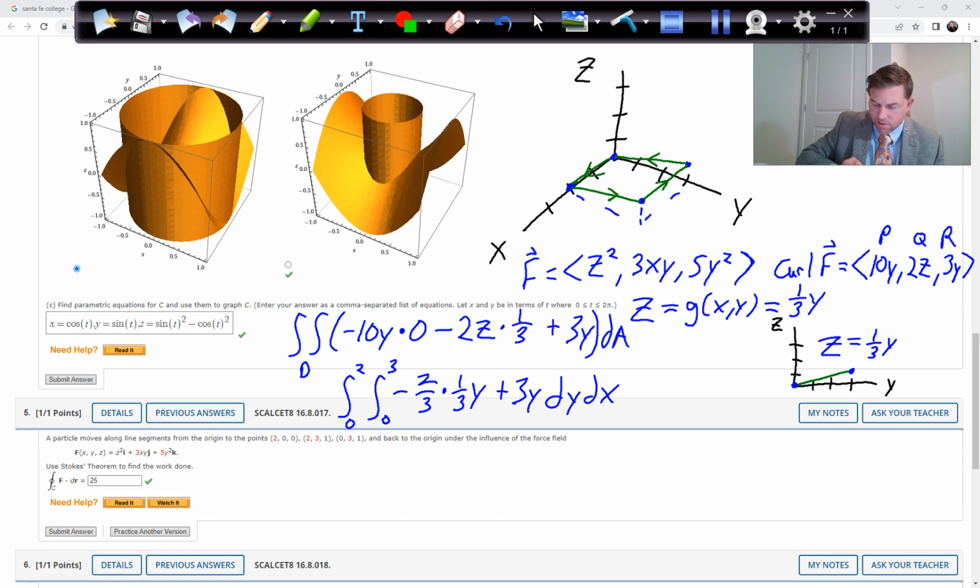Okay, and then again, this is a pretty simple double integral. You've only got one variable, it's all linear, so you can take the antiderivatives and you should just get a number out of this, and for my problem, I got 25 even. So that's how you set up and complete problem 5. That one's not too bad.